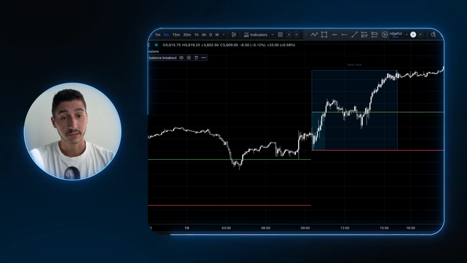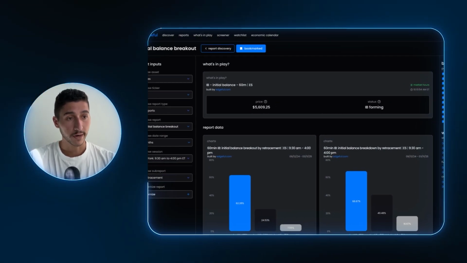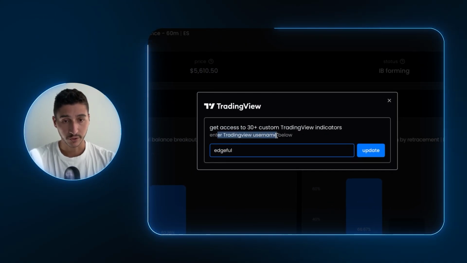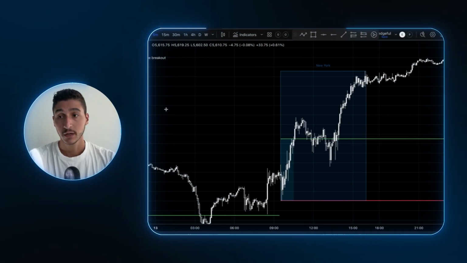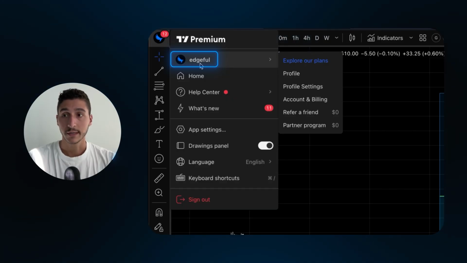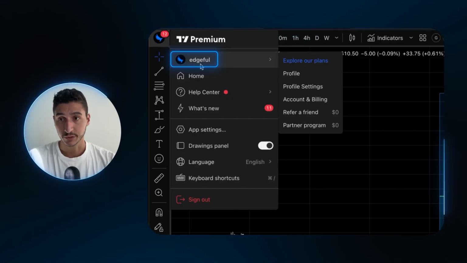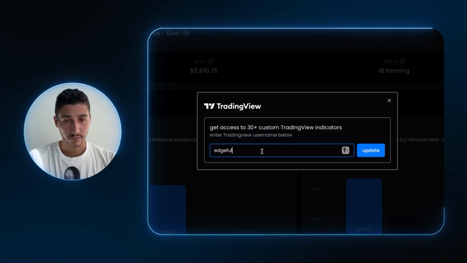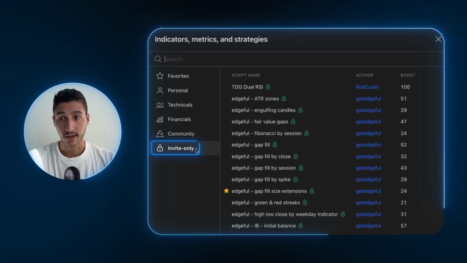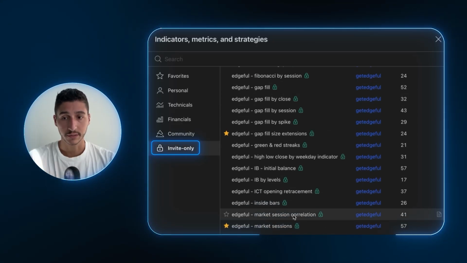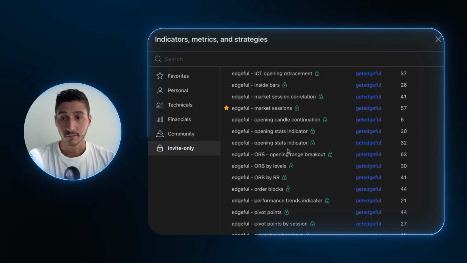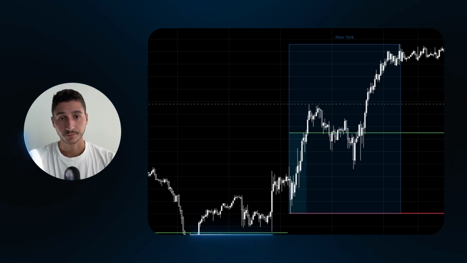If you want access to these indicators, you can go right here on Edgeful and click this button. You're going to see we ask you to put in your TradingView username. That's right over here. The way you can find that is at the top left of your TradingView app. And then you're going to see right over here, my username is Edgeful, yours will be something else. Put your username in right over here, and then you'll see in your TradingView, in your indicators section up top, the invite only appear, and you're going to see all of these indicators. The one that we're using right now is the initial bounce and the market sessions right over here.